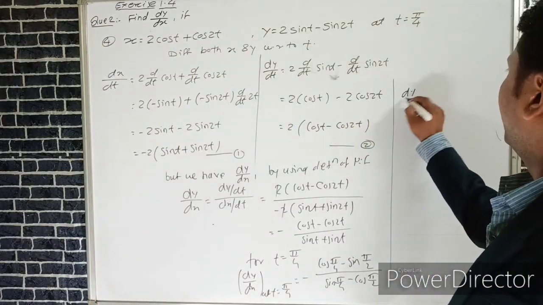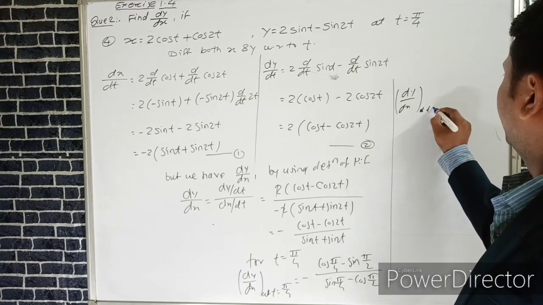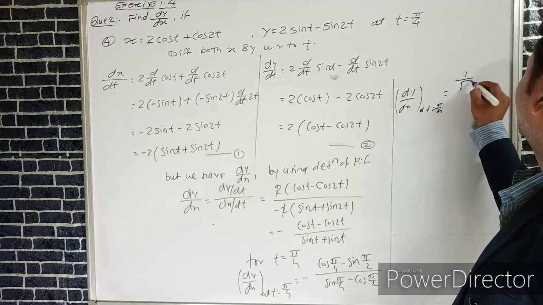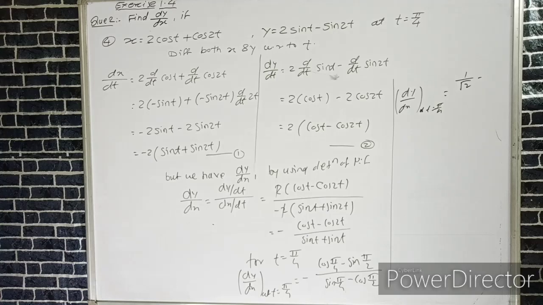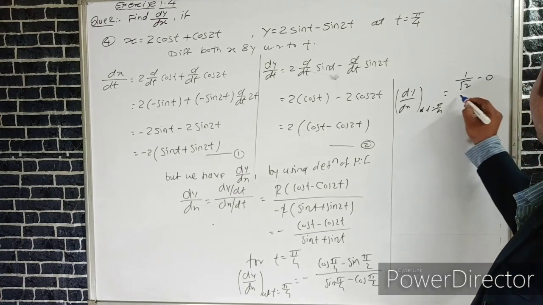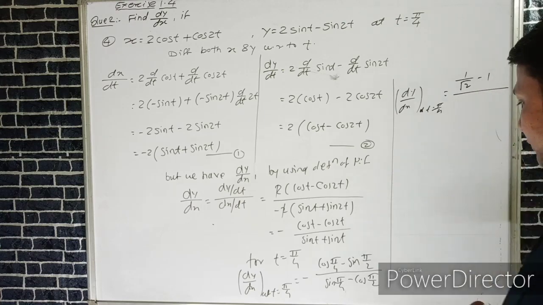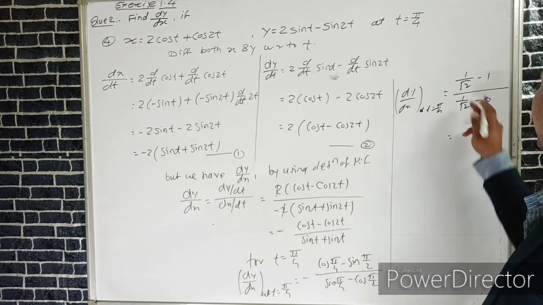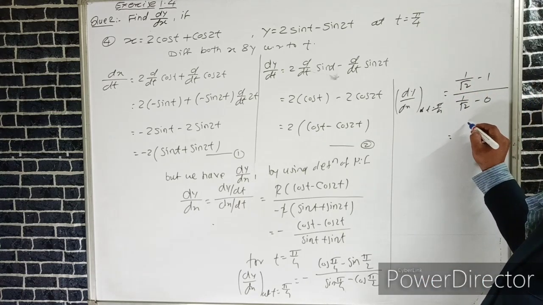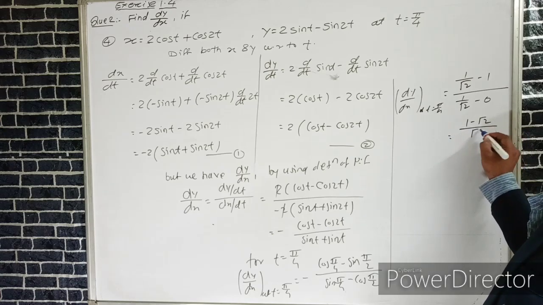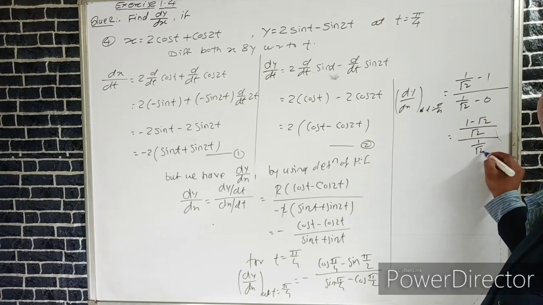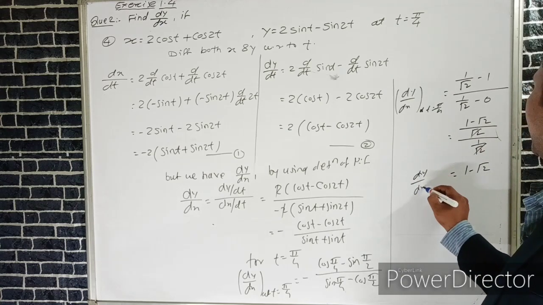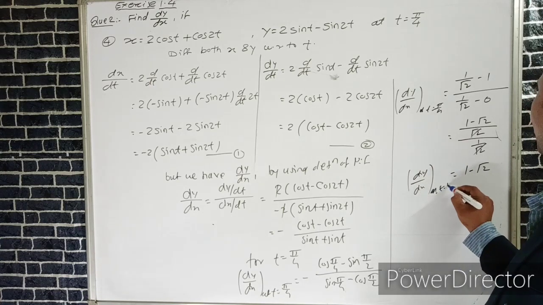Hence, dy upon dx at t equals pi by 4 is equal to the value of cos of pi by 4, which is 1 by root 2, minus the value of sin pi by 2, which is 1. Again, the value of sin pi by 4 is 1 by root 2, minus 0. Here if we take the cross product, we can write 1 minus root 2 upon root 2 upon 1 upon root 2. Here root 2 cancels, remaining 1 minus root 2, which is the required derivative of dy by dx at t equals pi by 4.